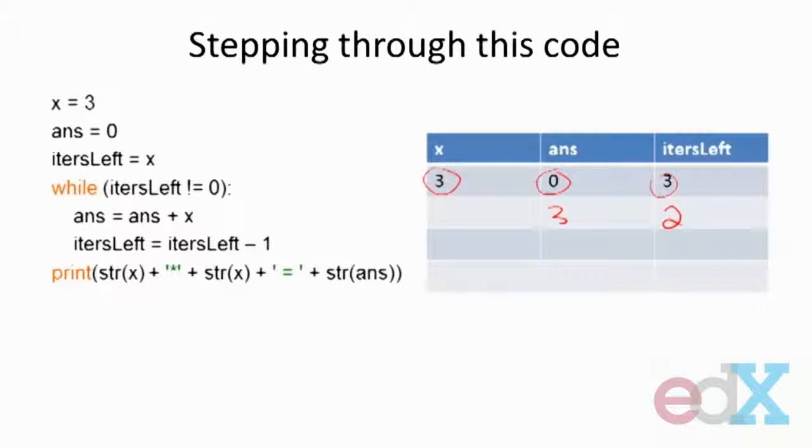I go back up, and again, I check. Is that not equal to 0? It is not equal to 0. Therefore, I take answer, and I take x, I add them together, and I rebind those to be the new value of answer. I change iter's left by 1. That's my new value there.